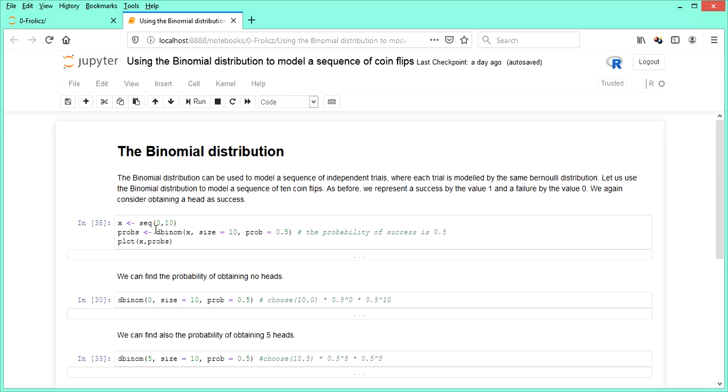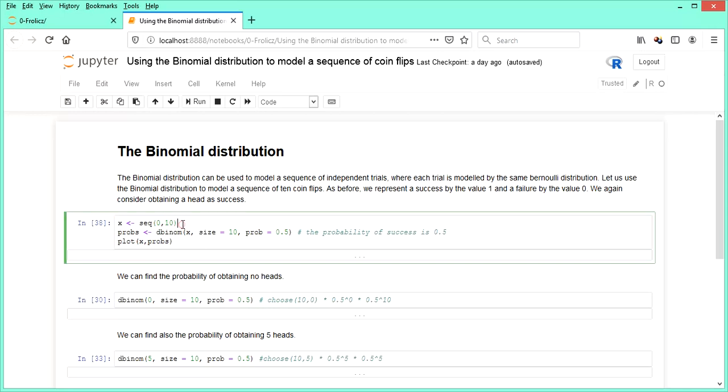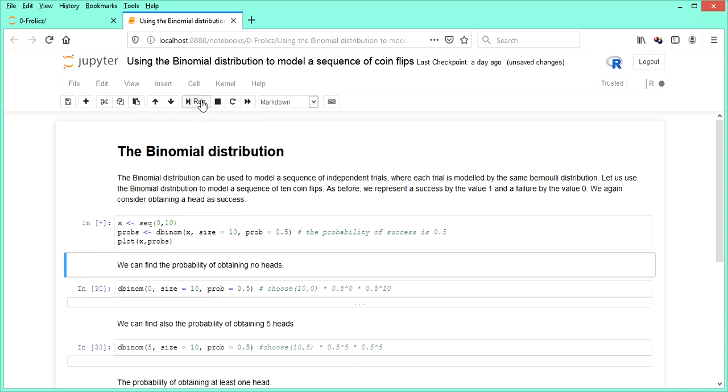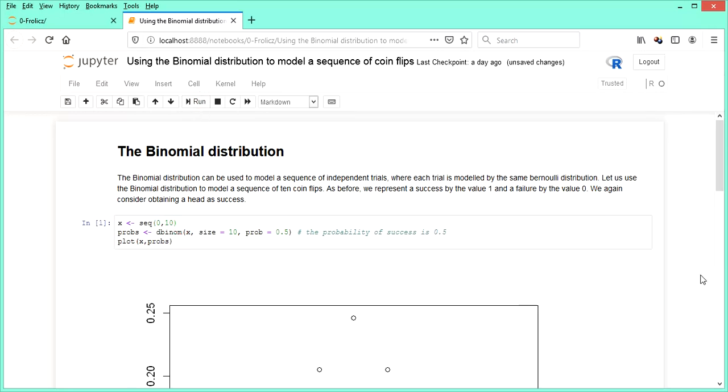So we create our sequence. We're going to do 10 trials, and then we use the dbinom function. We pass it our trial vector, and we set the parameters of the distribution: the number of trials, in this case 10, and the probability of success, which we're going to say is a half because we're dealing with a fair coin. So if we run this and we plot this, we get our little graph.